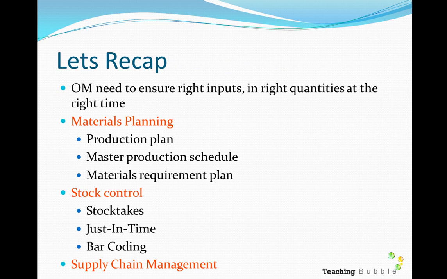So just to recap, operations managers need to ensure the right inputs in the right quantities at the right time. So they're the three main areas that an operations manager, when it comes to materials, needs to focus on. Materials planning: we had a production plan, master production schedule, and materials requirement plan. And then how do we control that stock or inventory? We can do stock takes. We have a just-in-time process, which is a really good system to use. And barcoding helps with stock takes and the just-in-time system. And again, last thing was the supply chain management.